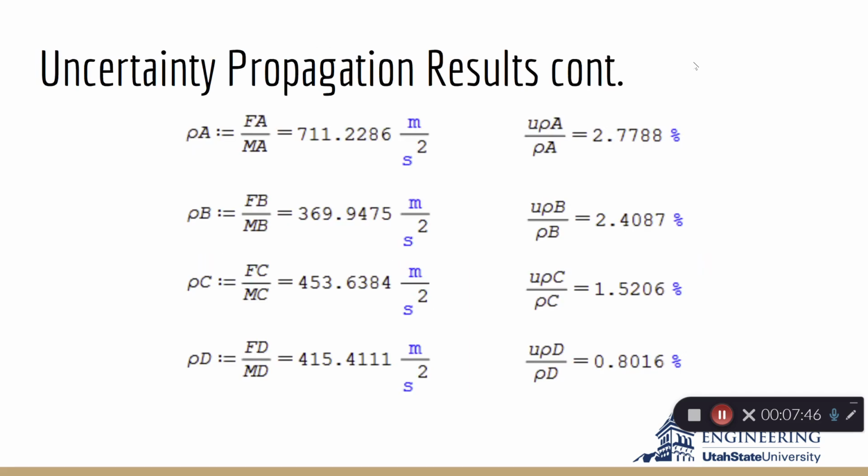To report the uncertainty of thrust density as a percent, we need to calculate the thrust density, which we get from plugging in the average thrust and average mass of propellant into our governing equation. We then divide uncertainty by the density to get percent uncertainty.